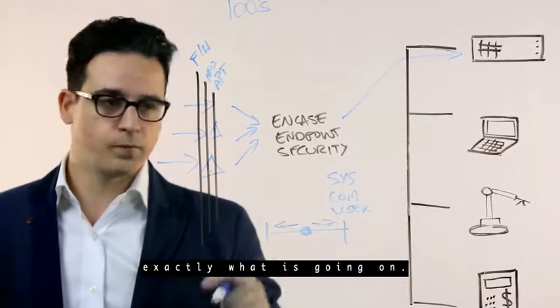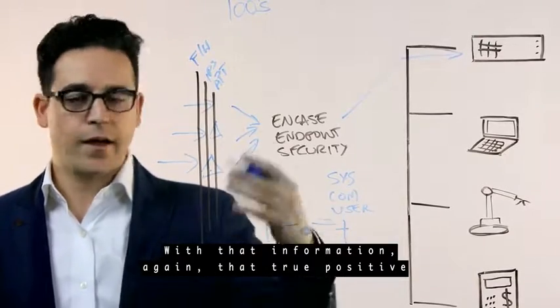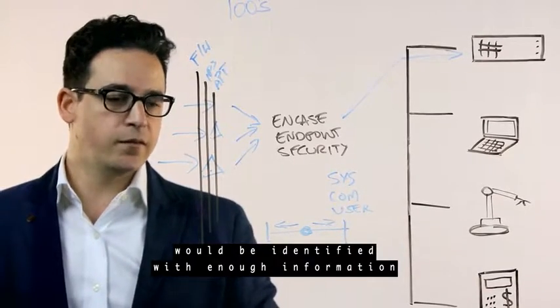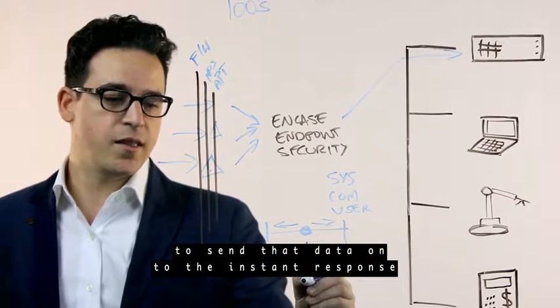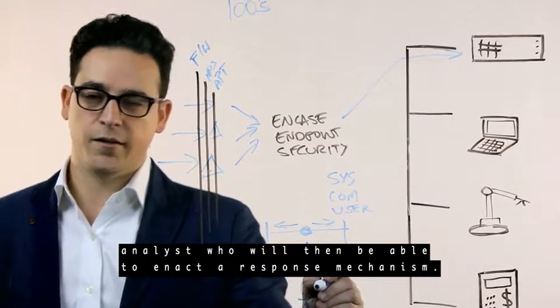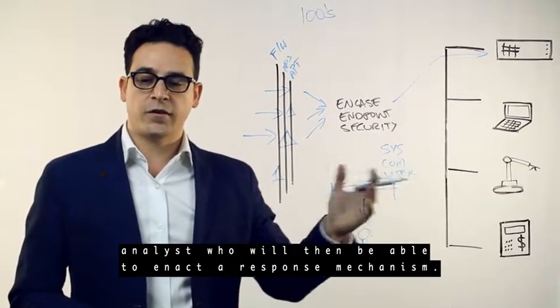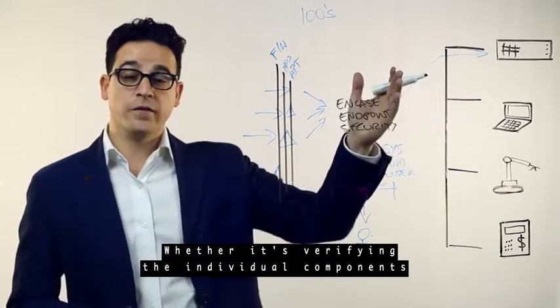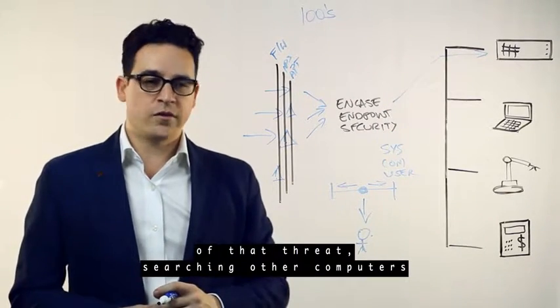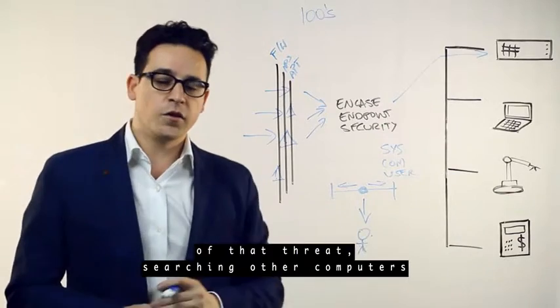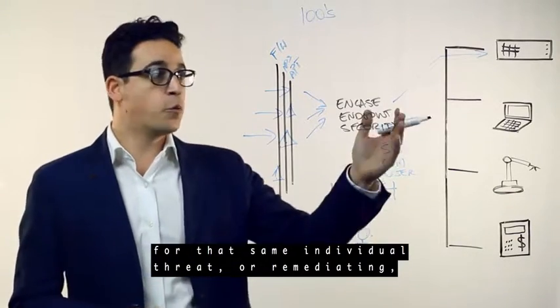what is going on. With that information, again, that true positive would be identified, with enough information to send that data on to the incident response analyst, who'll then be able to enact a response mechanism, whether it's verifying the individual components of that threat, searching other computers for that same individual threat, or remediating.